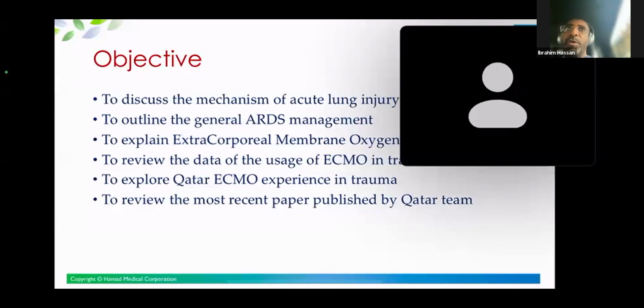Most of these patients come with bleeding. They have contraindication for ECMO. They have a traumatic brain injury, intracranial bleed, and all these complications. So we will review some of the data in use of ECMO in general and in trauma, and then we'll move a bit to discuss Qatar ECMO experience in trauma. In the last part, I will review briefly our most recent paper that was published in Nature about this topic, and then we can have a question and answer session.